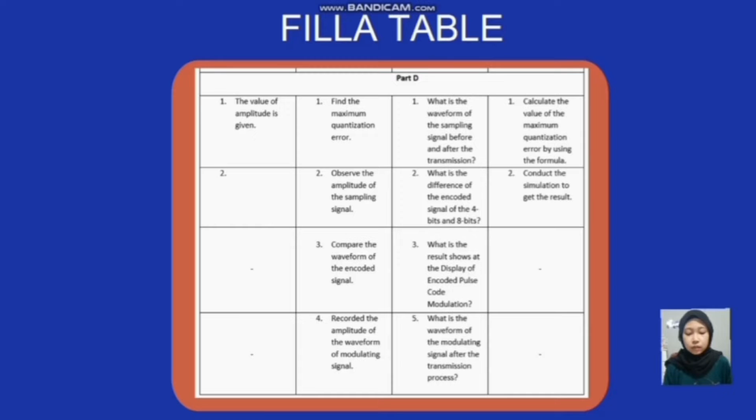For the learning outcomes, what is the waveform of the sampling signal before and after the transmission? What is the difference of the encoded signal for both bits? What is the result shown at the display of encoded pulse code modulation? And lastly, what is the waveform of the modulating signal after the transmission process? For the action, we calculate the value of the maximum quantization error by using the formula and conduct the simulation. So that's all from me.